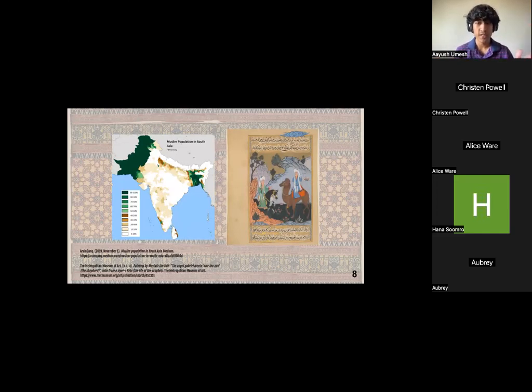They make up about 14.2% of the Indian population. And India is home to about 10% of the world's Muslims. There's a pretty significant Muslim population, especially towards the north.